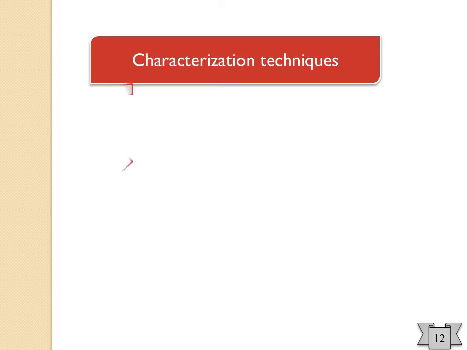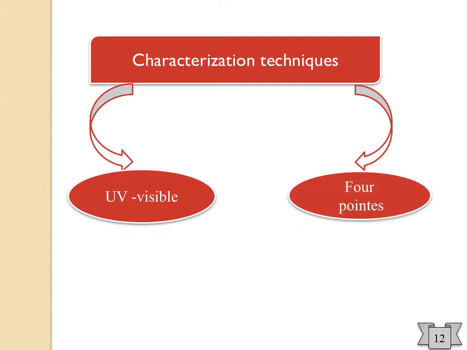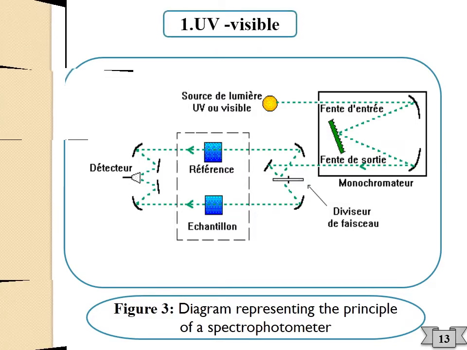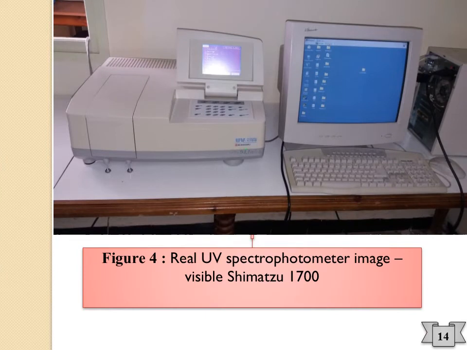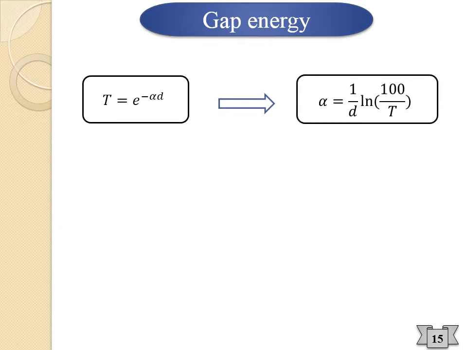We have two characterizations. The first is visible UV and the second is the four-point. This figure is a diagram representing the principle of a spectrophotometer. And this is a real UV spectrophotometer image in my university in Skikda. The optical gap was determined by applying the Tauc model in the region of high absorption.